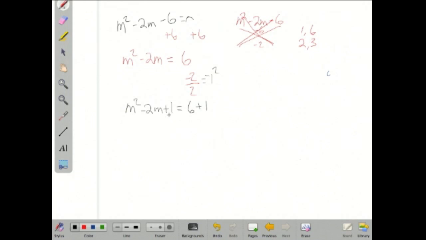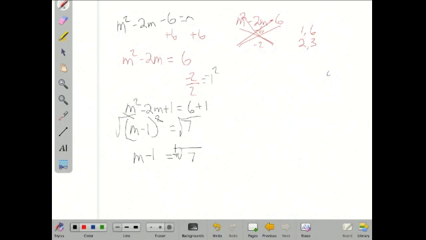Now remember that when I'm dealing with equations, as long as I do the same thing to both sides, I'm good. So this is a perfect square, becomes m minus 1 quantity squared, and it's equal to 7. Now what we do is find the square root of both sides, and the square root cancels out the square. I'm left with m minus 1 is equal to the square root of 7.